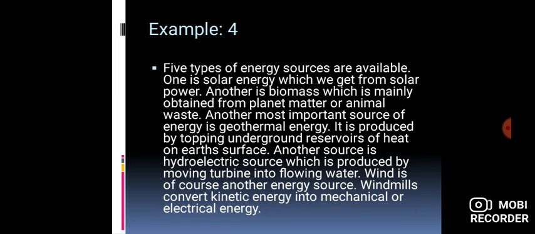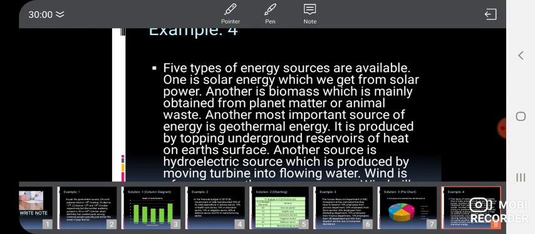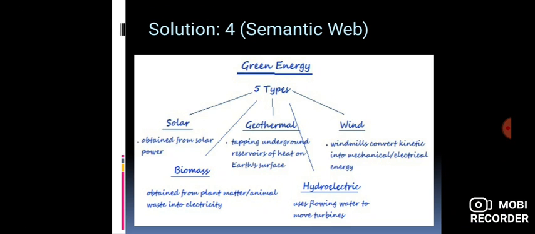Wind is of course another energy source. Windmills convert kinetic energy into mechanical or electrical energy. It's a statement giving information of different energy sources and its name along with from where we get this energy. Let's come to solution number 4. The semantic wave method is applied in this slide. What is a semantic wave?